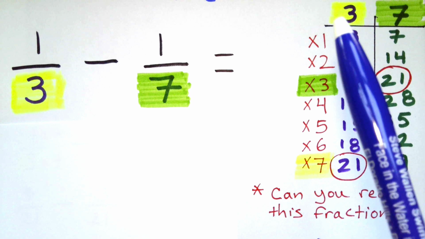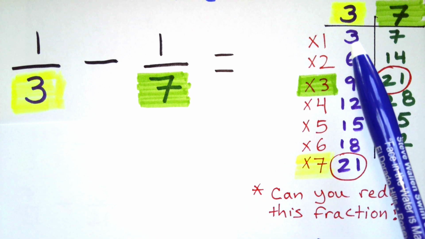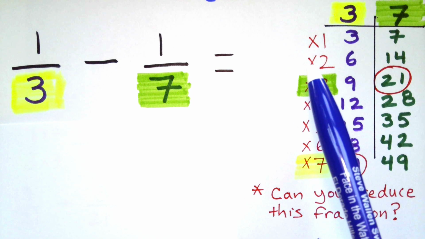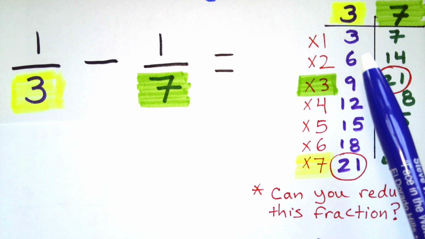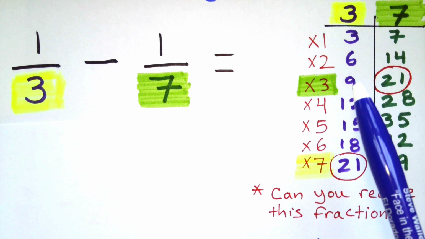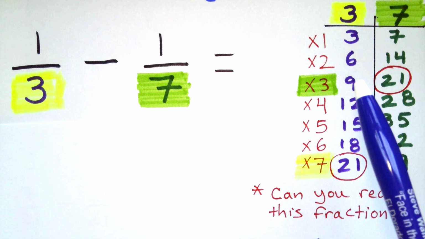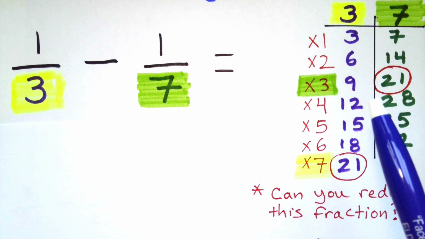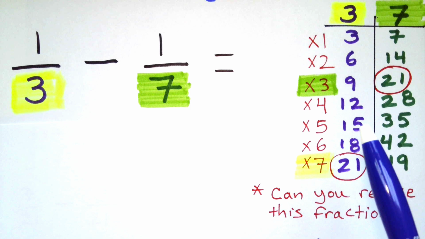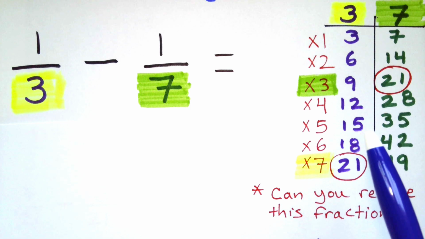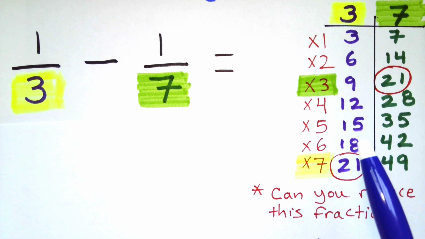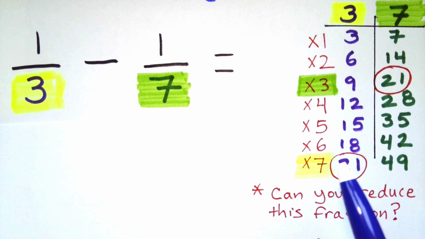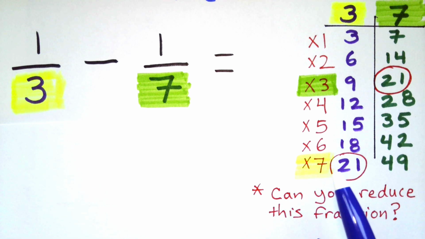Okay, so 3 times 1 is 3. 3 times 2 is 3 plus 3, which is 6. 3 times 3 is 6 plus 3 more, which is 9. Right? 3 times 4 is 9 plus 3, which is 12. 3 times 5 is 12 plus 3, which is 15. 3 times 6 is 15 plus 3 is 18. And 3 times 7 is 18 plus 3, which is 21.